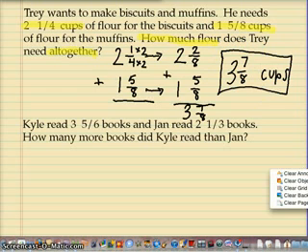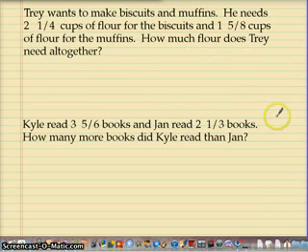For the next problem, we know that Kyle read 3 5/6 books and Jan read 2 1/3 books. How many more books did Kyle read than Jan? Looking at our keywords, we see the phrase, how many more? We also know that Kyle read 3 5/6 books and Jan read 2 1/3 books. We want to know how many more. We know that how many more is a phrase often associated with subtraction.